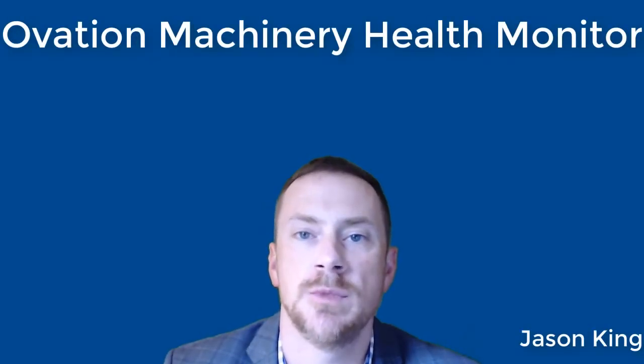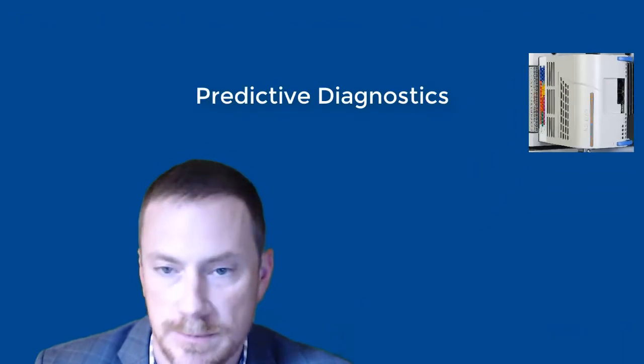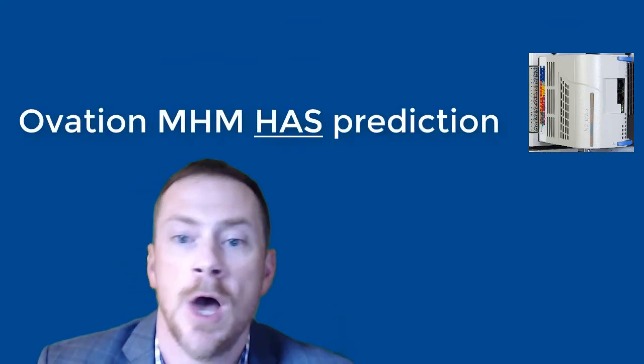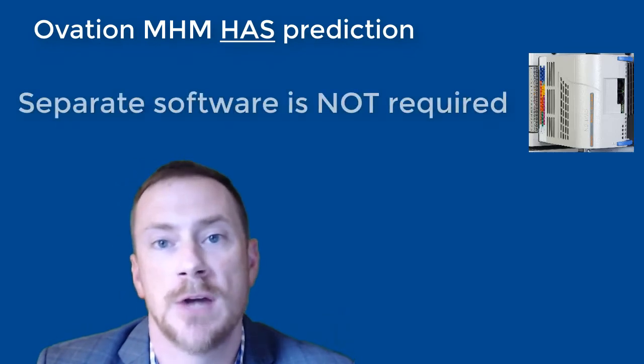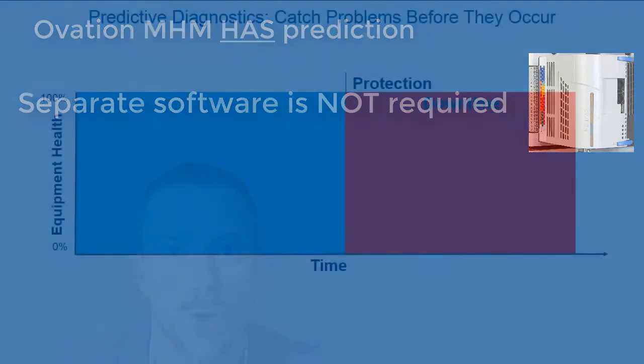Let's talk Ovation Machinery Health Monitor and specifically its predictive diagnostics capabilities. Ovation MHM can provide typical protection functions, but it also has prediction built right in. So Ovation does not require separate condition monitoring software to diagnose rotating equipment problems. And here's why that's beneficial.